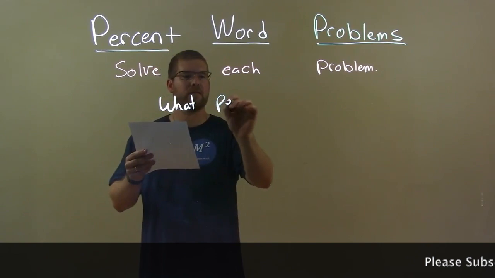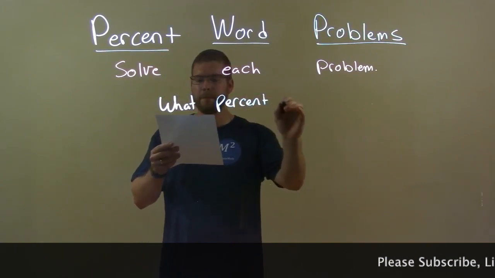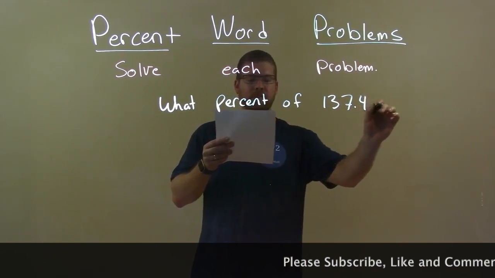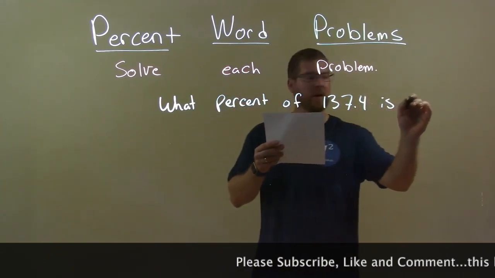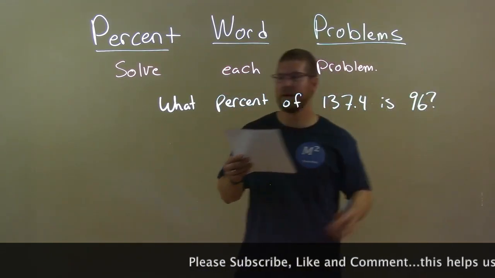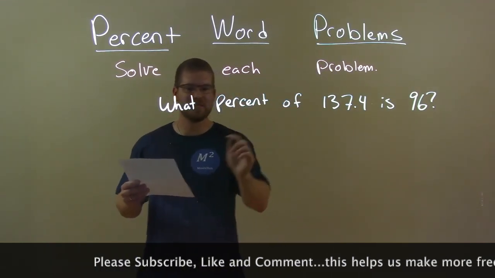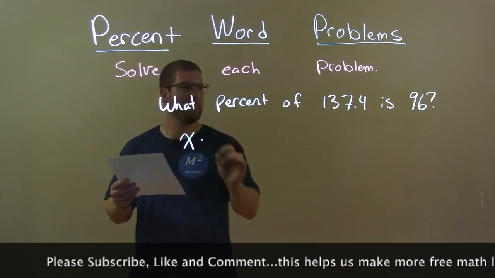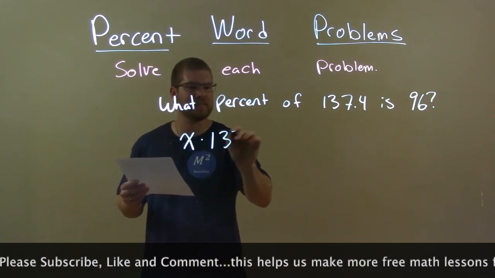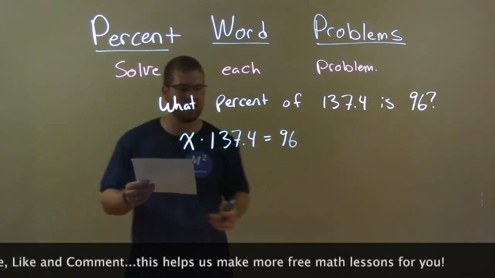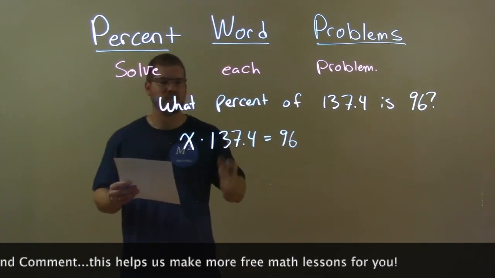What percent of 137.4 is 96? So let's write this as an equation. What percent, my variable, of multiplication 137.4 is equal sign 96. Now we have to solve for x.